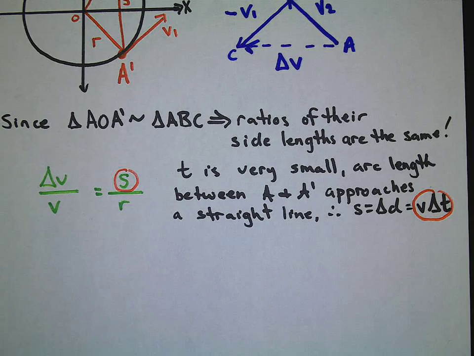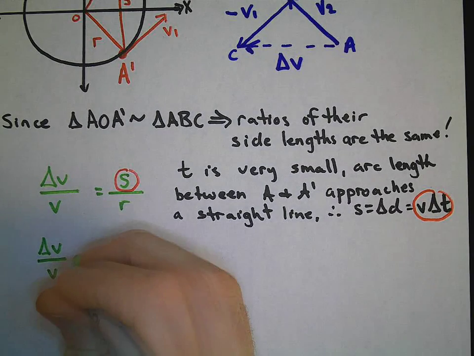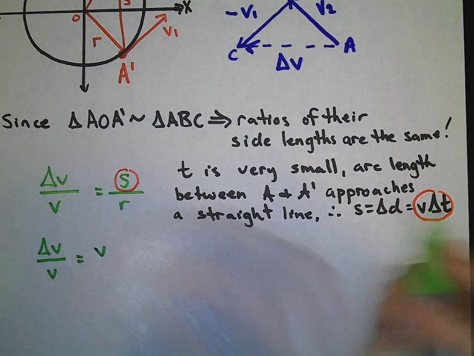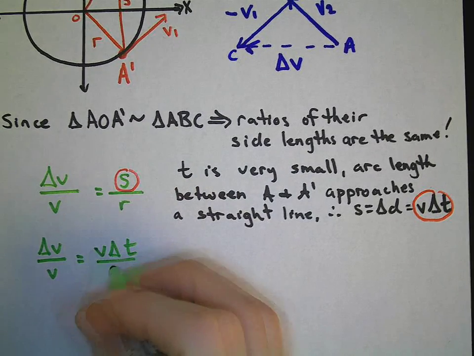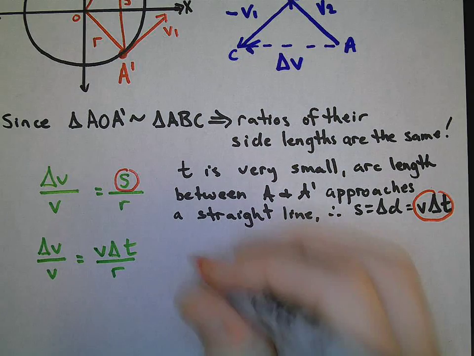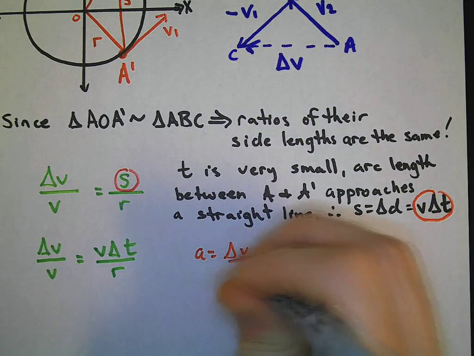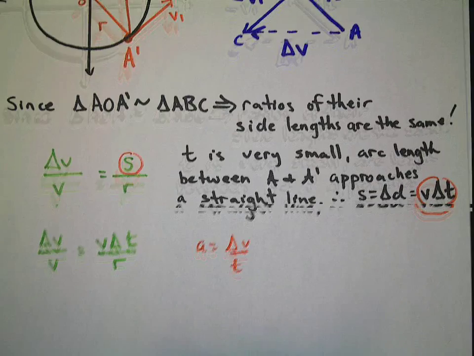So therefore, what we have going on now is delta v over v is equal to v delta t, which represents the arc length s, all over r. We're looking to analyze acceleration. Remember that acceleration is equal to the change in v over t. Let's try to manipulate this formula so that occurs.